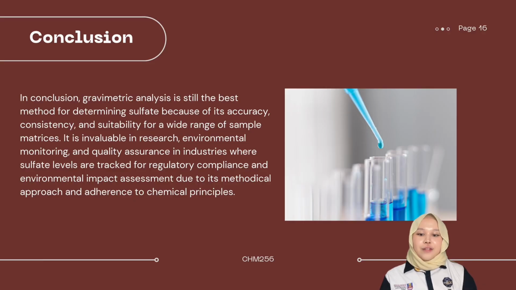In conclusion, gravimetric analysis is still the best method for determining sulfate because of its accuracy, consistency, and suitability for a wide range of sample matrices. It is invaluable in research, environmental monitoring, and quality assurance in industries where sulfate levels are tracked for regulatory compliance and environmental impact assessment, due to its methodical approach and adherence to chemical principles.